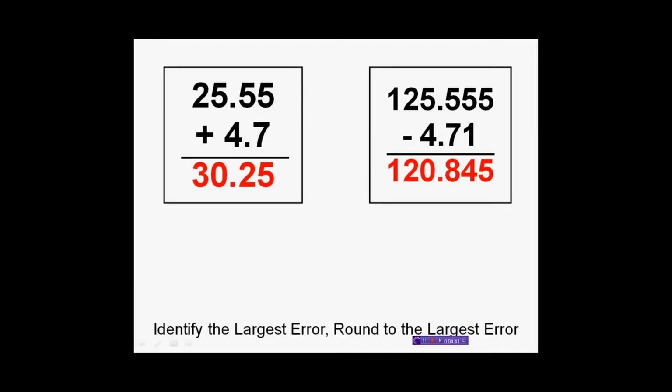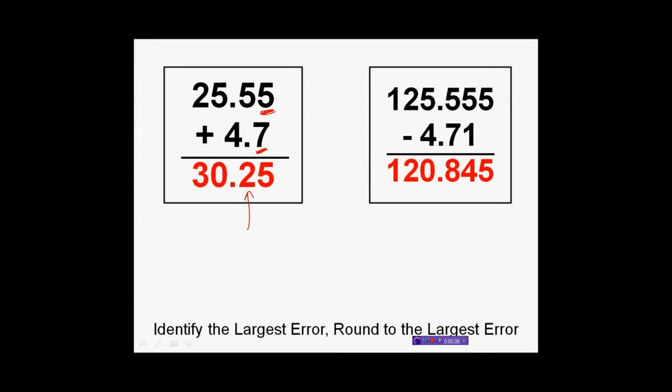Here are 2 problems we'll check out. The first one is 25.55 plus 4.7. It's going to give us a calculated answer of 30.25. Okay, let's go for precision here. Addition and subtraction rules apply. Therefore, I have 2 decimal places. That is a very precise spot right there. And 1 decimal place is not as precise. Therefore, we're going to round off to 1 decimal place. That is the first decimal place.